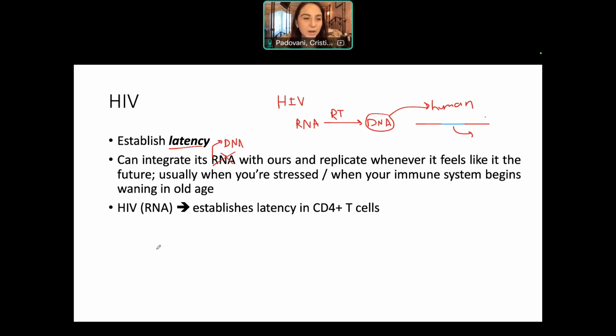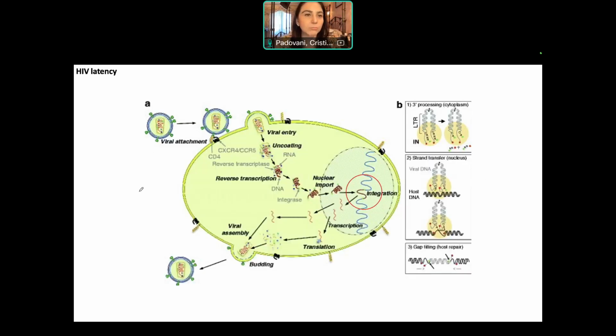Okay, but HIV specifically, it does establish latency, and that is how it hides. So that's kind of the answer here. But it specifically does this in your CD4 positive T cells, so your helper T cells. So here is kind of the whole viral cycle of HIV. I'm not going into this right now, but I just want to show you.